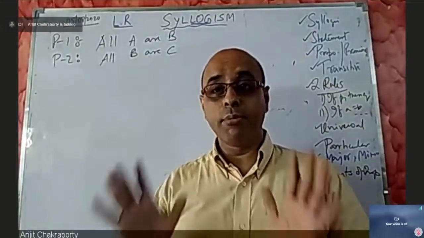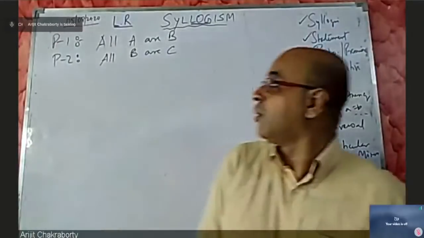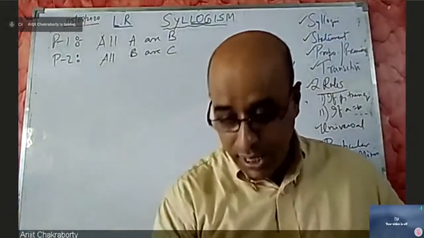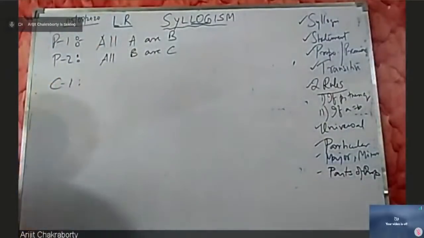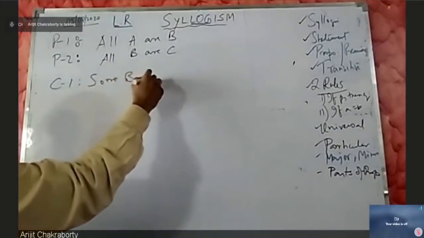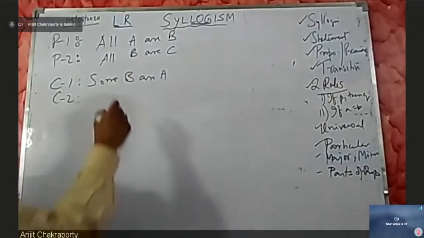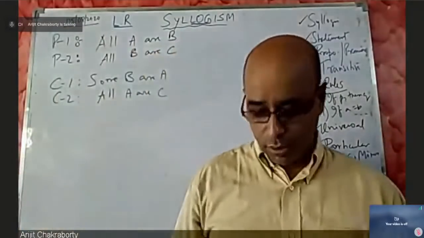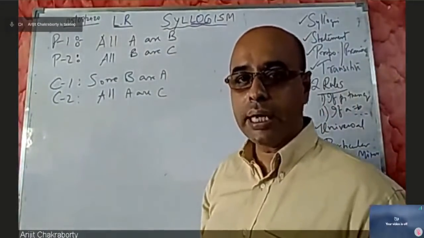Now, exam question. Get ready. This is like an exam question. Okay? So, two statements are given. All A are B and the second proposition is all B are C. Now the conclusions I am giving, you have to say which is correct or not. Conclusion number 1, C1: some B are A. And the second conclusion is all A are C. I hope you can read these four sentences. It's visible to you.